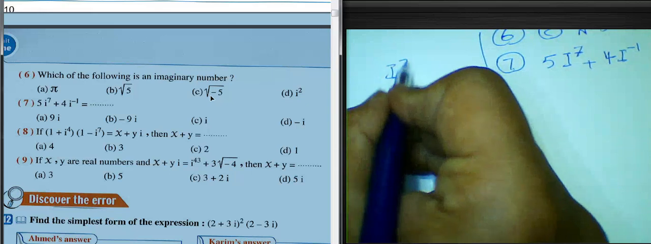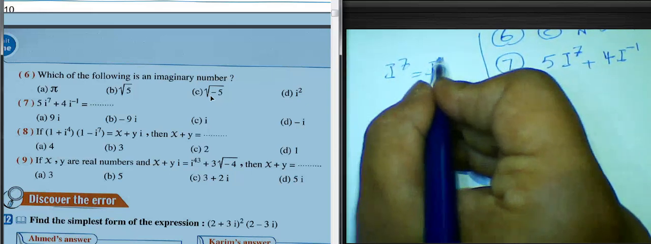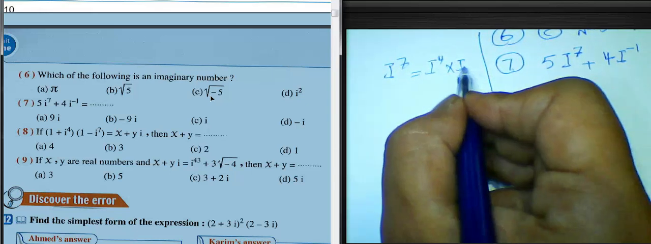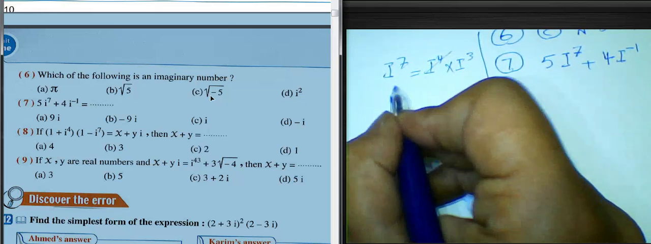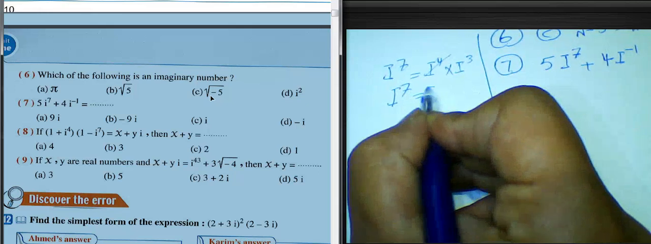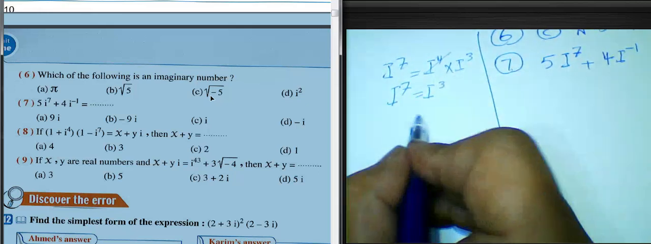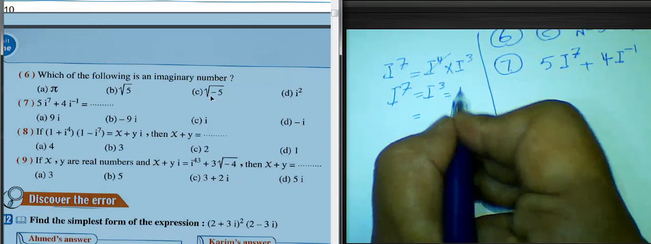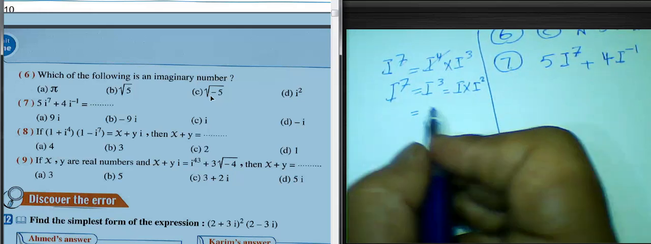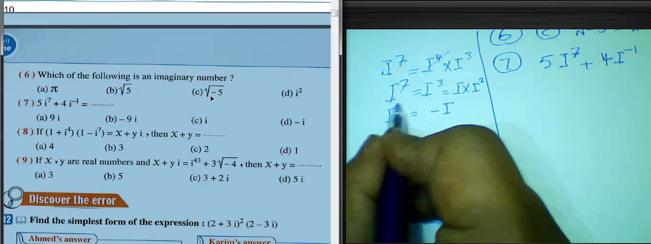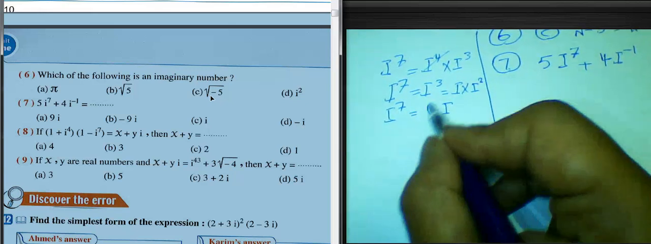i^7 equals i^4 multiplied by i^3. i^4 equals 1, so i^7 equals i^3. We can solve it: i^3 equals i multiplied by i^2. We know i^2 equals negative 1, and negative 1 times i equals negative i. So i^7 equals negative i.